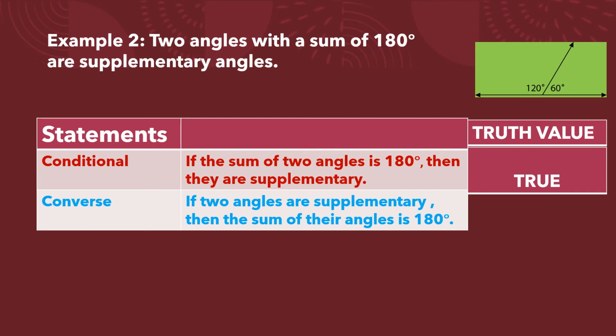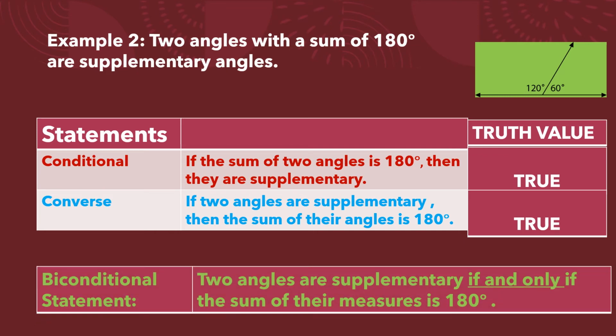How about for our converse statement? If two angles are supplementary, then the sum of their angles is 180 degrees. Is it true or false? If your answer is true, then you are correct. So, our conditional statement and converse statement, they are both true. It means that we can express them in a biconditional statement. So our statement will be, two angles are supplementary if and only if the sum of their measures is 180 degrees. Did you get that?